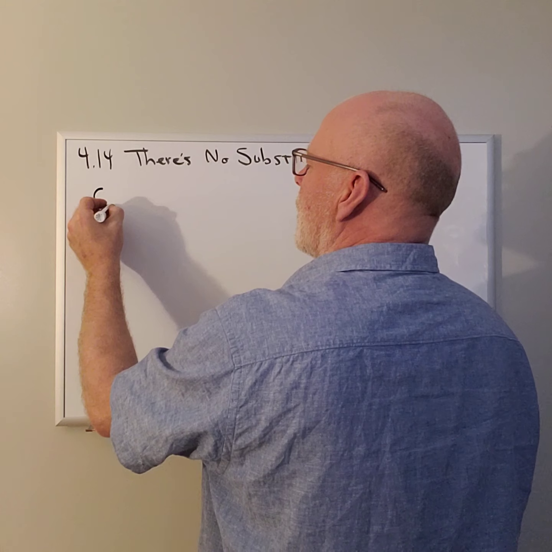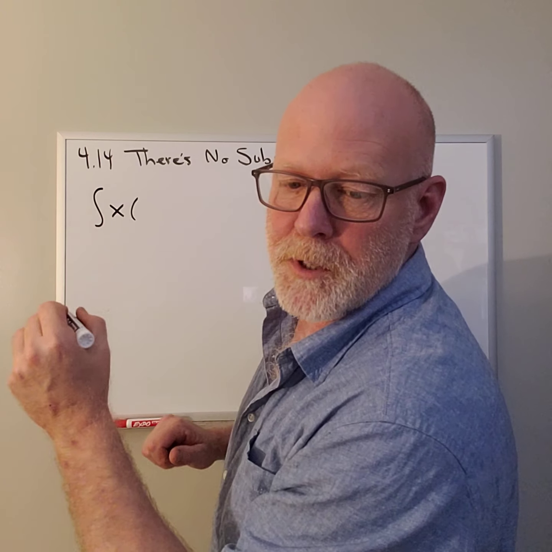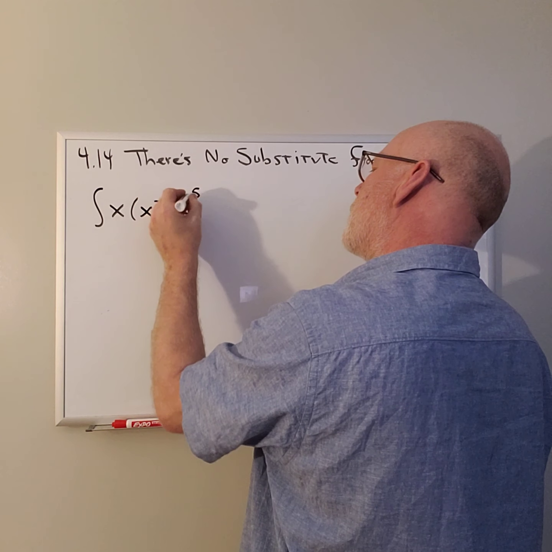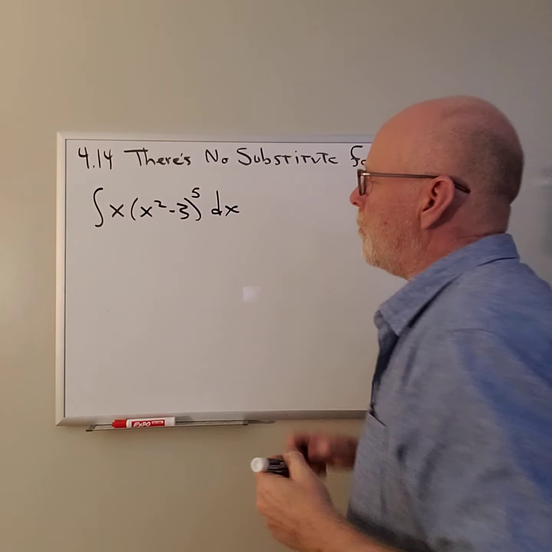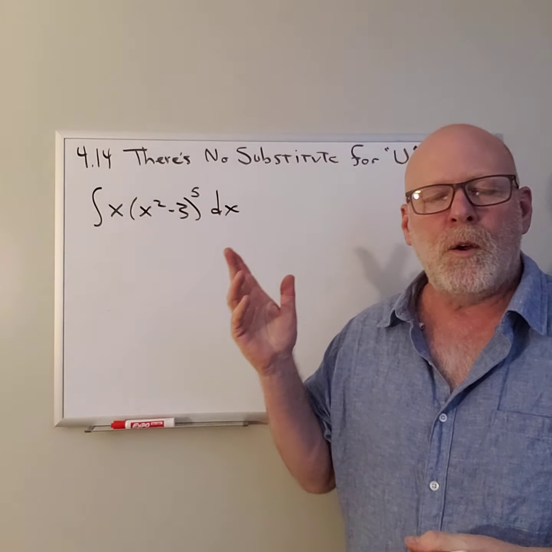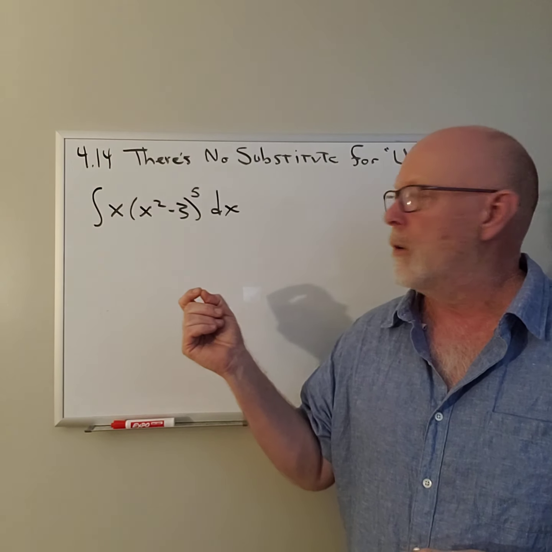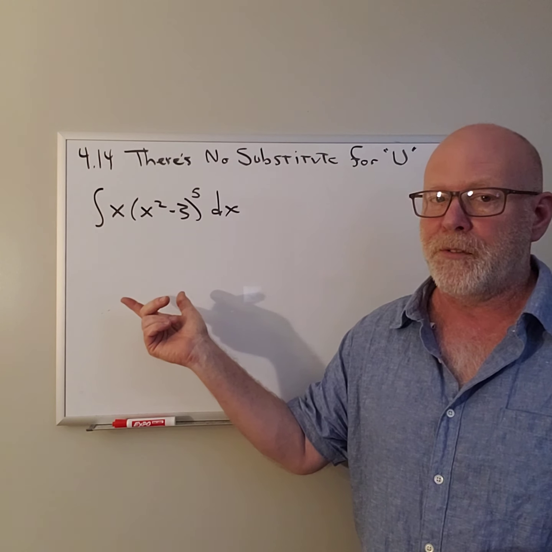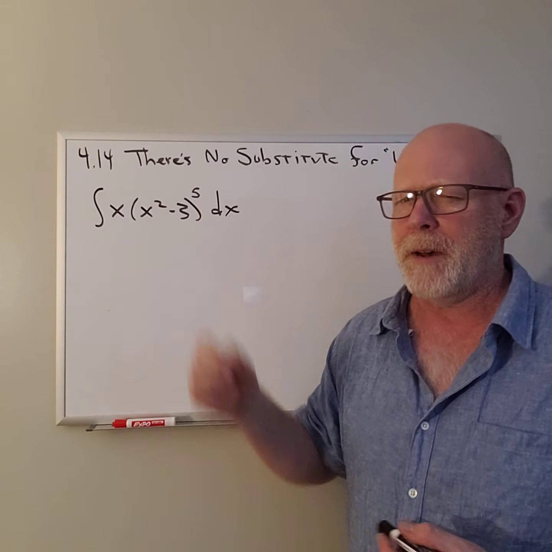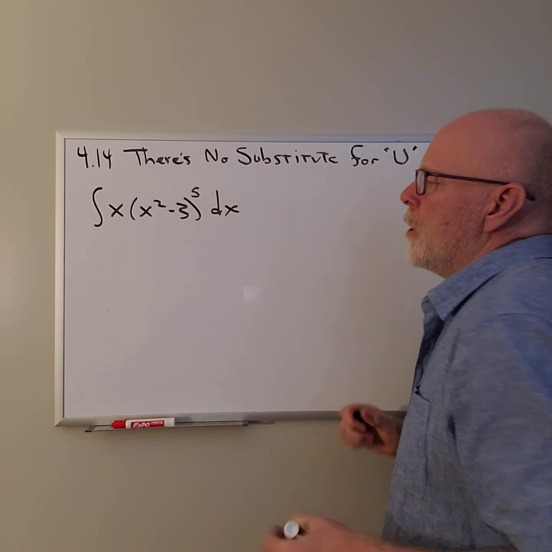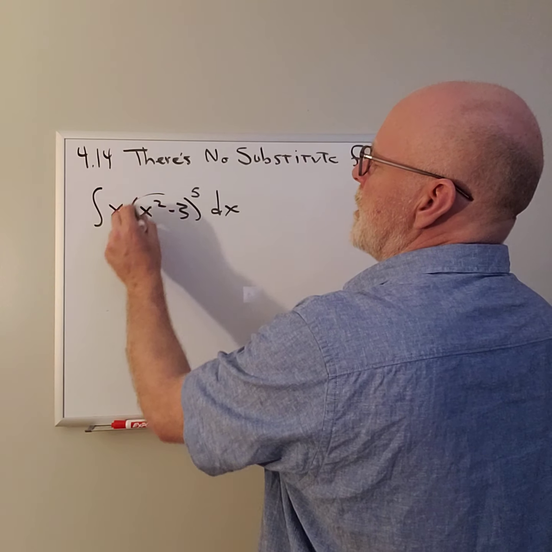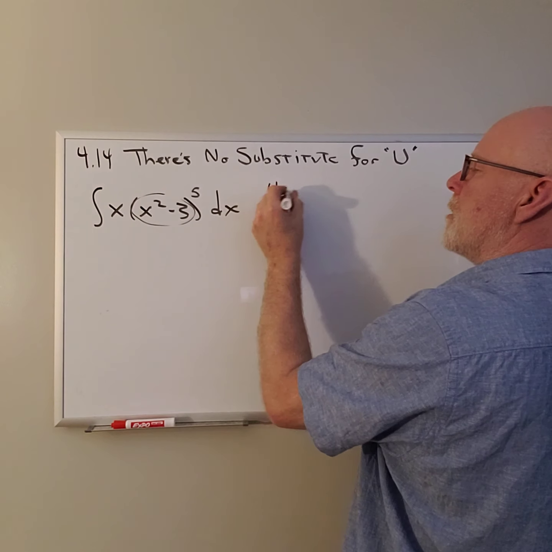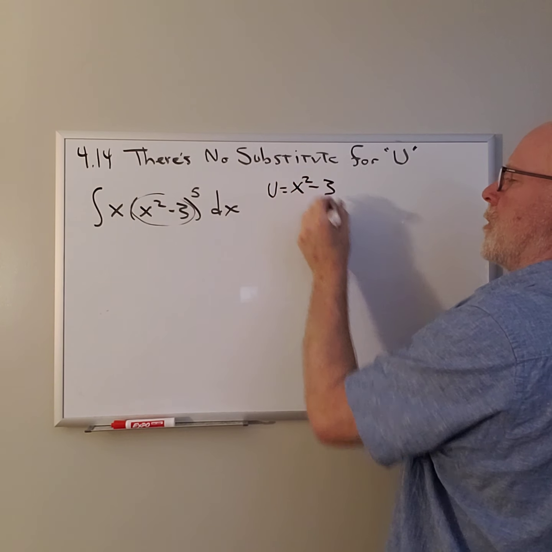Got the integral of x times x squared minus 3 to the 5th power dx. We could, if we really wanted to, multiply all of this out and get it in a polynomial form, but I don't want to do that with a 5th power. That's going to be really tedious. So what we're going to do is say this needs to be something simple to the 5th power. I'm going to use u to represent x squared minus 3.